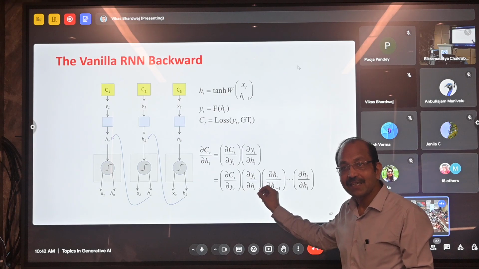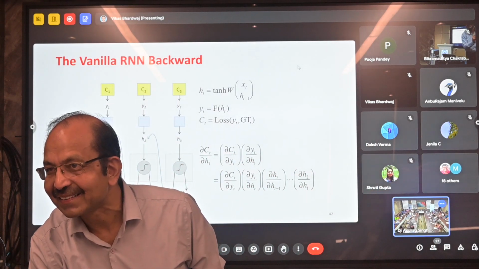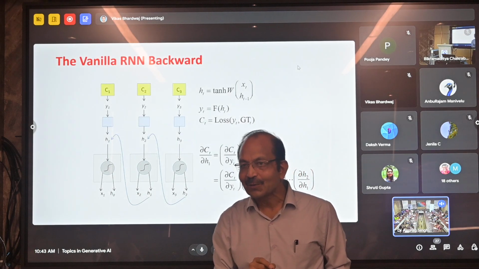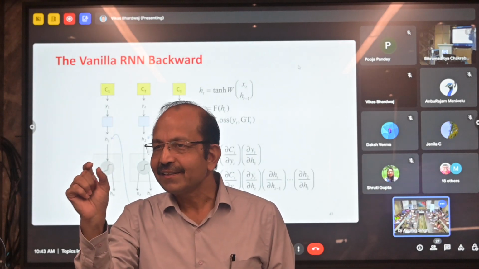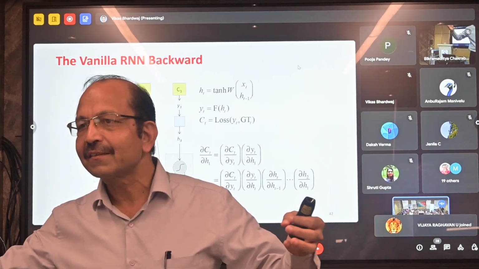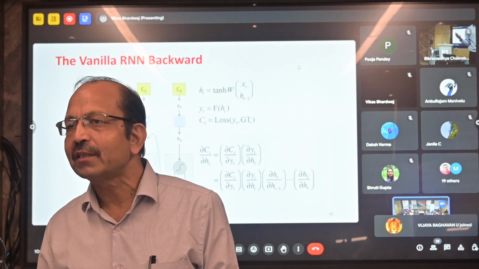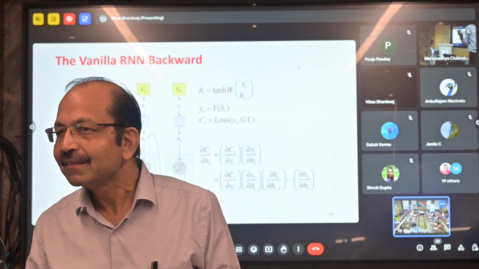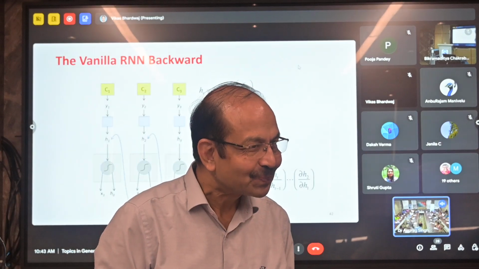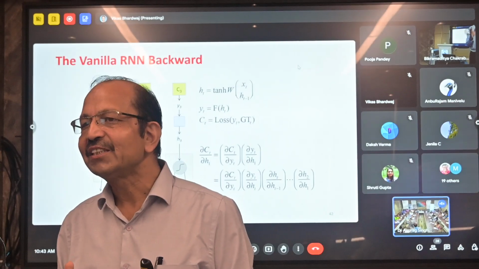So you are saying it is a multiplication of many terms. And if each one of these terms is going to be very small, let's say of order 0.1, and there are such 10 multiplications, so 0.1 into 0.1 into 0.1 into 0.1, what will you get? 10 to the minus 10. And this 10 to the minus 10 is as good as 0. So this is also going to give a problem of vanishing gradient.